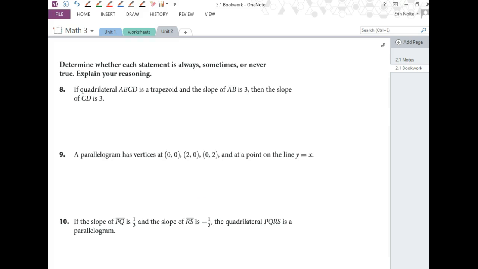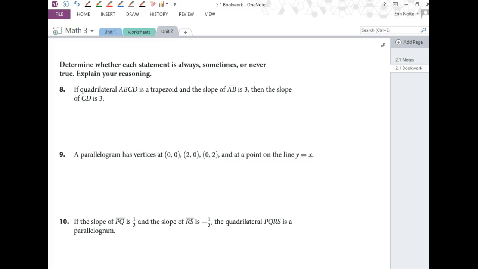Alright, so the next little section is determine whether each statement is always, sometimes, or never true. And then we have to explain why. So, given a quadrilateral ABCD, and it is definitely a trapezoid, and the slope of AB is 3, then for sure, the slope of CD is 3. Is that always true? Sometimes true, or never. Sometimes, because it might not.